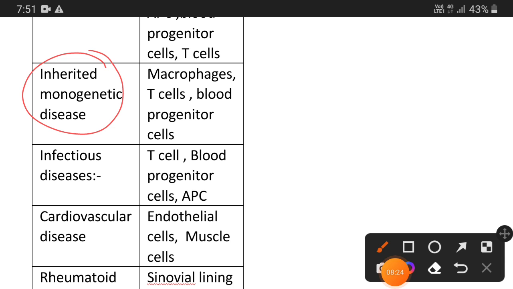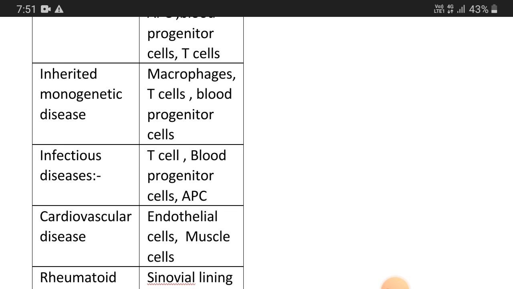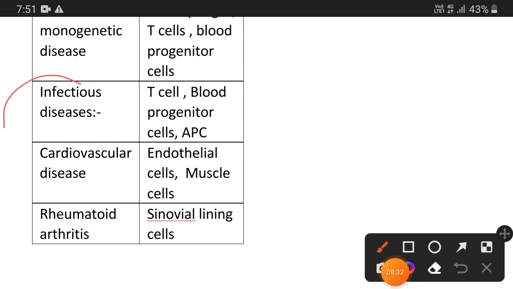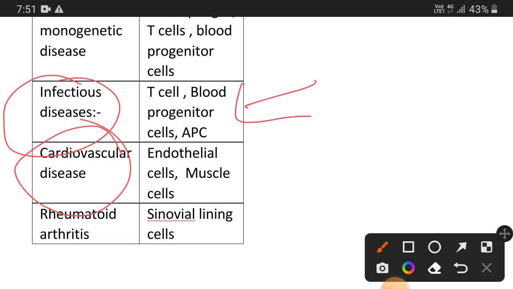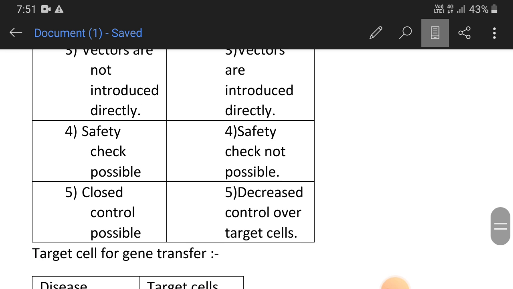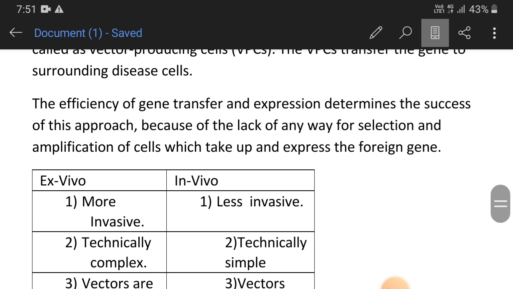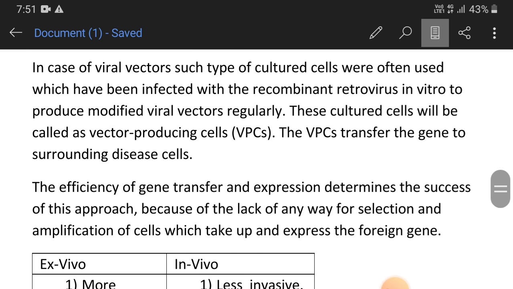For inherited monogenic disease we will target macrophages, T cells and blood progenitor cells. For infectious disease we will target T cells, blood progenitor cells and APC. For cardiovascular disease we will target endothelial cells and muscle cells. And for rheumatoid arthritis, synovial lining cells are important to target with the help of a specific type of viral vector or liposomal vector. If we are using a viral vector, then along with that a vector producing cell is needed, as a culture cell.